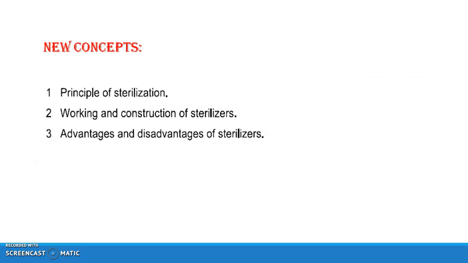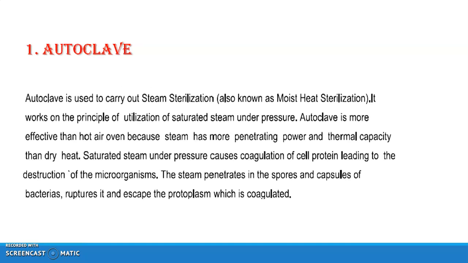New concept. First we will see the principle of sterilization, then the working and construction of the sterilizer, and the advantages and disadvantages of the sterilizer. First is the autoclave. The autoclave is used to carry out steam sterilization, also known as moist heat sterilization. It works on the principle of utilization of saturated steam under pressure. The autoclave is more effective than the hot air oven because steam has more penetrative power and thermal capacity than dry heat. Saturated steam under pressure causes coagulation of cell protein, leading to the destruction of microorganisms. The steam penetrates the spores and capsules of bacteria, ruptures them and the protoplasm escapes and is coagulated.